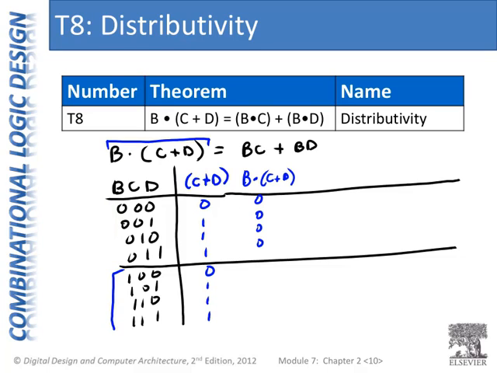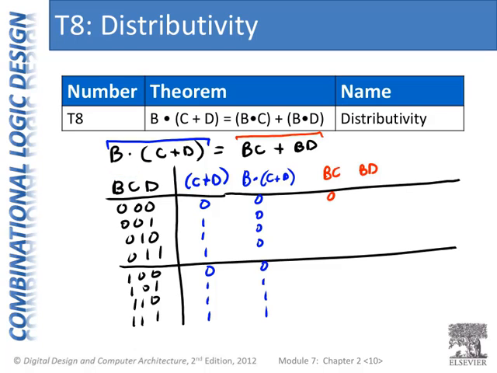B is 1 in those 4 rows, so 1 and anything is just anything. So we'll just duplicate that column. Now we want to show the right-hand side of this equation. So we'll put a column for B and C, and a column for B and D, and then we'll OR those together. So B and C, we'll look at those 2 columns.